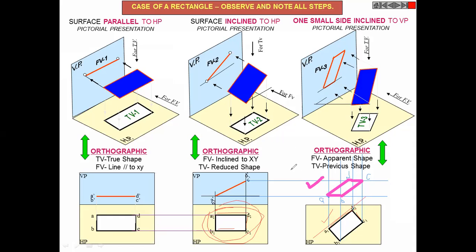This is front view, and this is top view. Isn't it? The problem was given such that this plane was inclined to both the planes, draw its projection. So what we assumed initially that it is parallel to HP, and we proceed with this step.